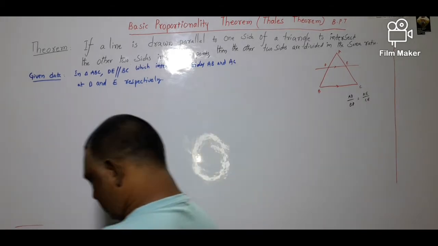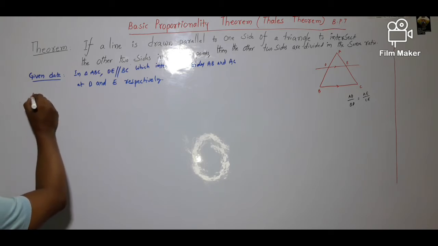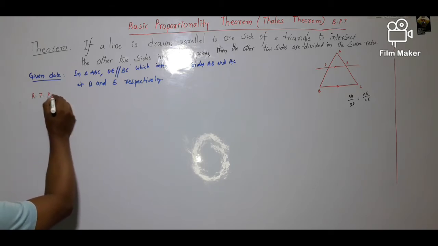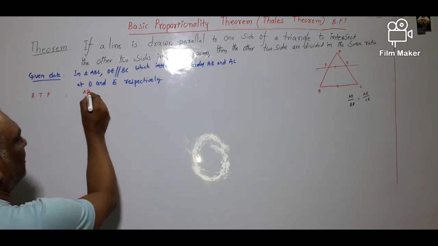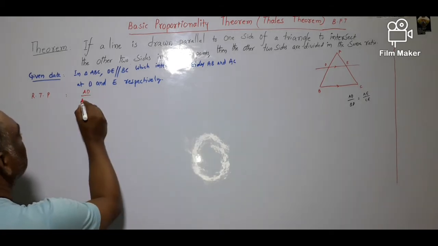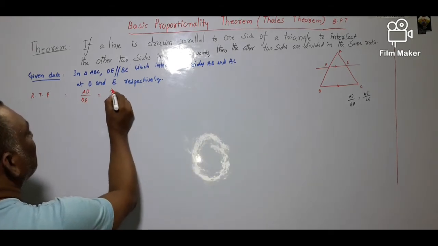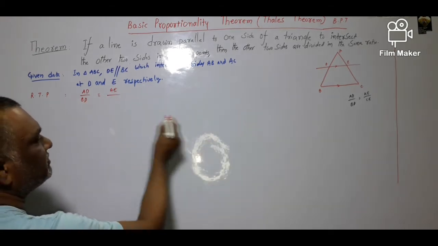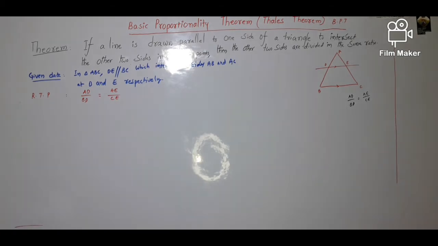Required to prove: AD by BD is equal to AE by CE. This is required to prove.